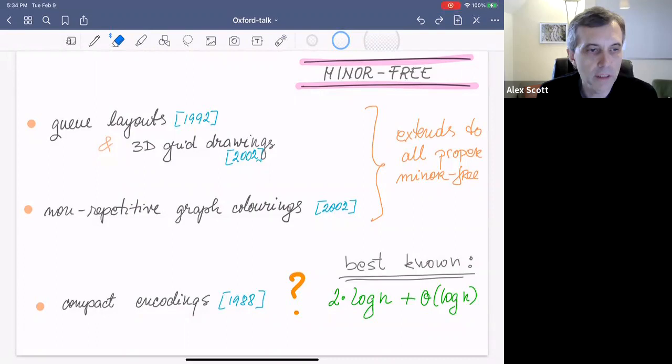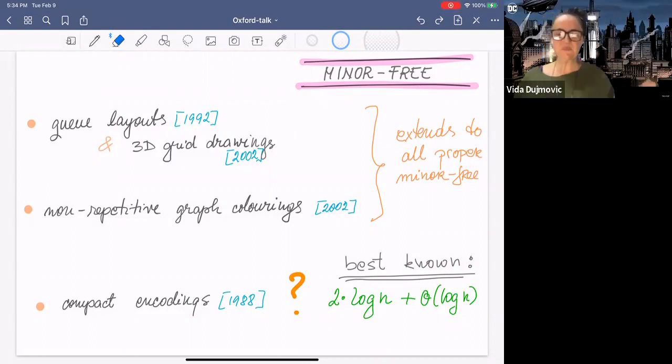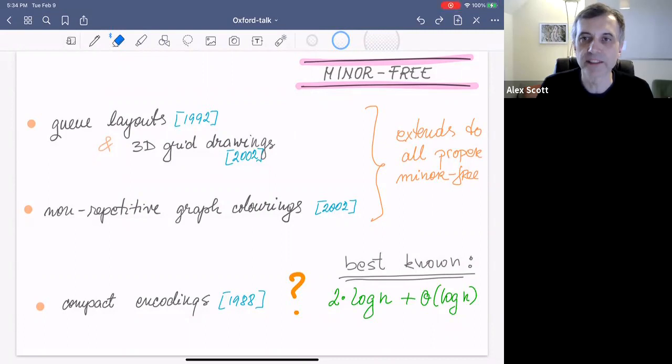Okay, very nice. My other question was whether you had anything more to say about these adjacency labelings or encodings. So for the planar graphs, there's this lovely universal result with a little o log n error term. Is there any hope to squeeze that down? Yes, this could be squished down.